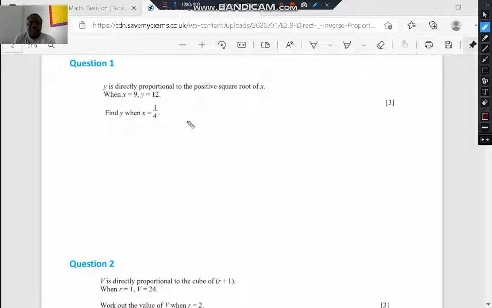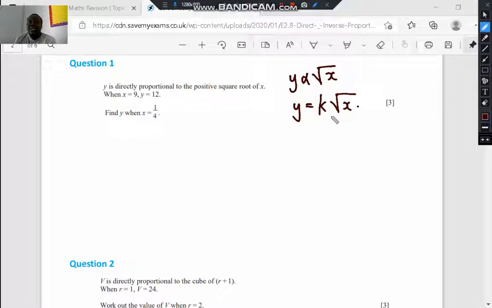Okay guys, so let's look at example 1 on direct proportion. This example says y is directly proportional to the positive square root of x. From our previous example, we know that this makes it the case, and before we do anything, it would imply that y is equal to some constant k times the square root of x. This we established in our previous video.